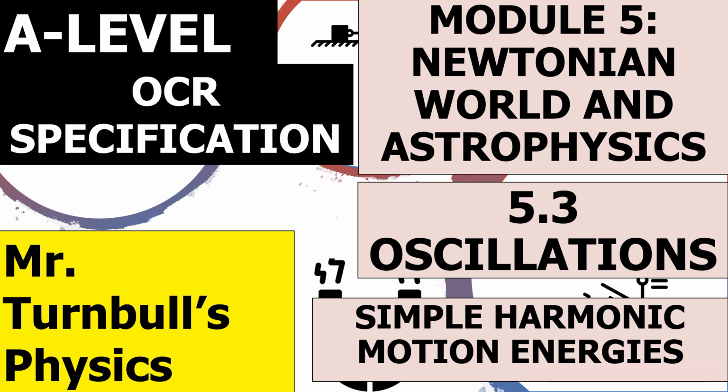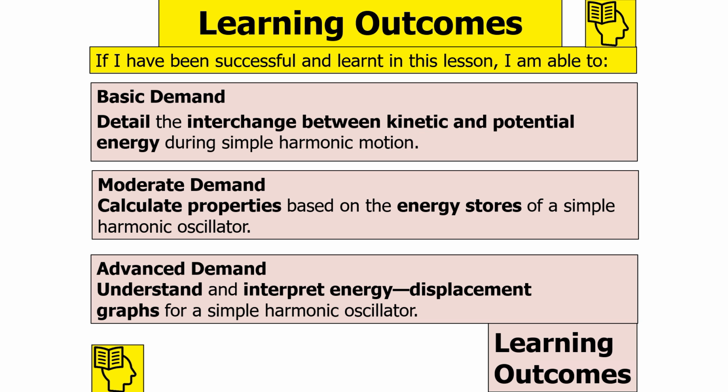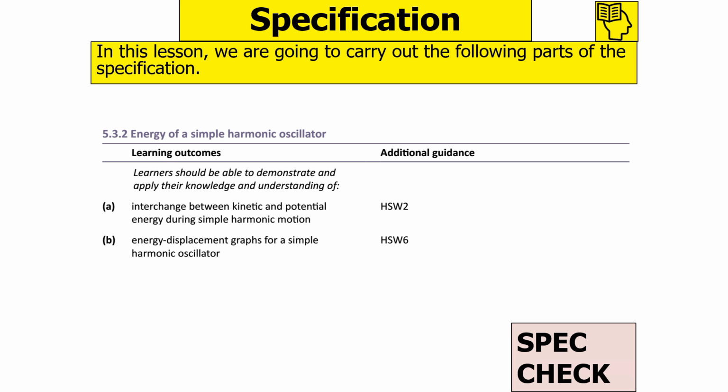So if we've been successful, in today's lesson we should be able to detail the interchange between kinetic and potential energy during simple harmonic motion, calculate properties based on the energy stores of a simple harmonic oscillator, and understand and interpret energy-displacement graphs for a simple harmonic oscillator. We're going to be looking at the following part of the OCR A-Level Physics specification: 5.3.2, the energy of a simple harmonic oscillator.